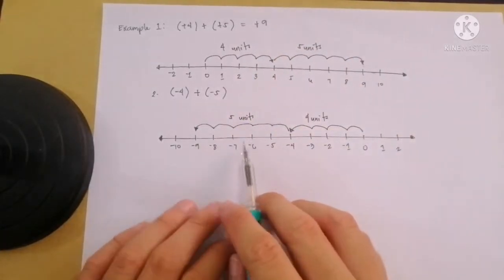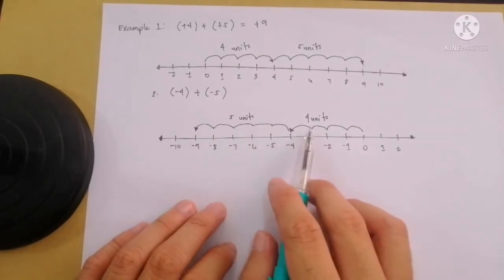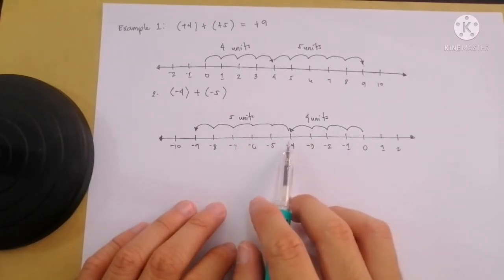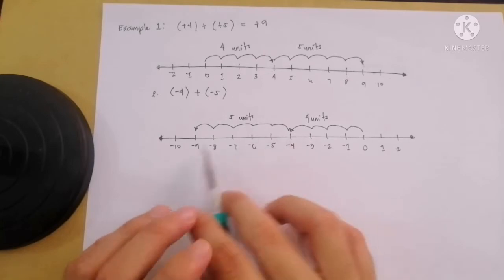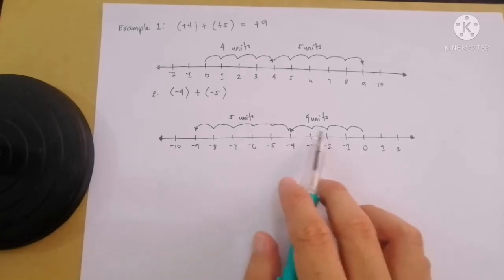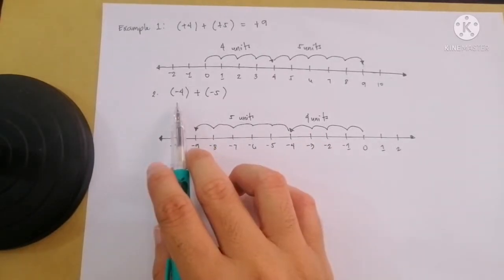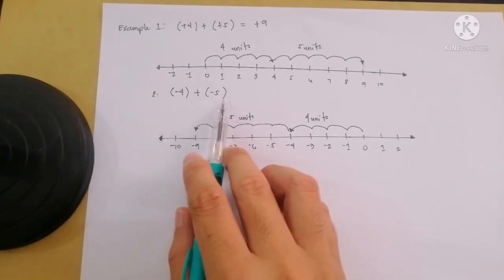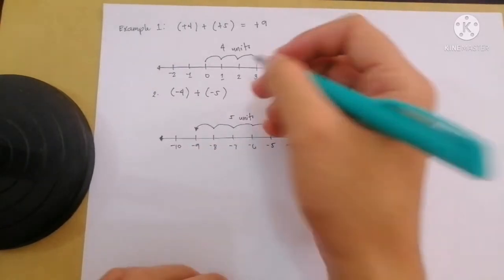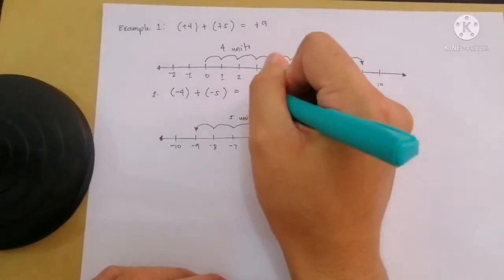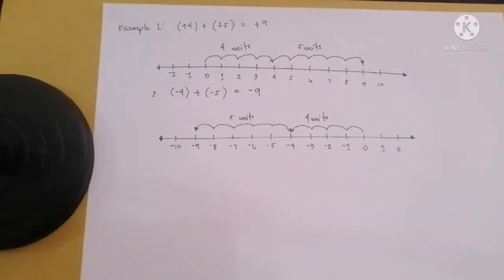If we add the units away, from 0 to negative 4 and from negative 4 to negative 9, we have here 4 and 5. So negative 4 plus negative 5 is equal to negative 9. So that is example number 2.